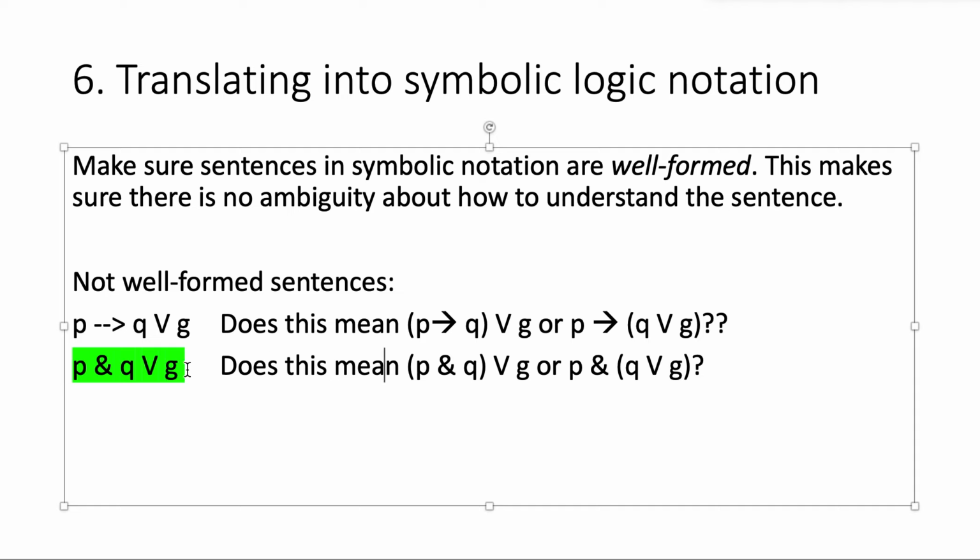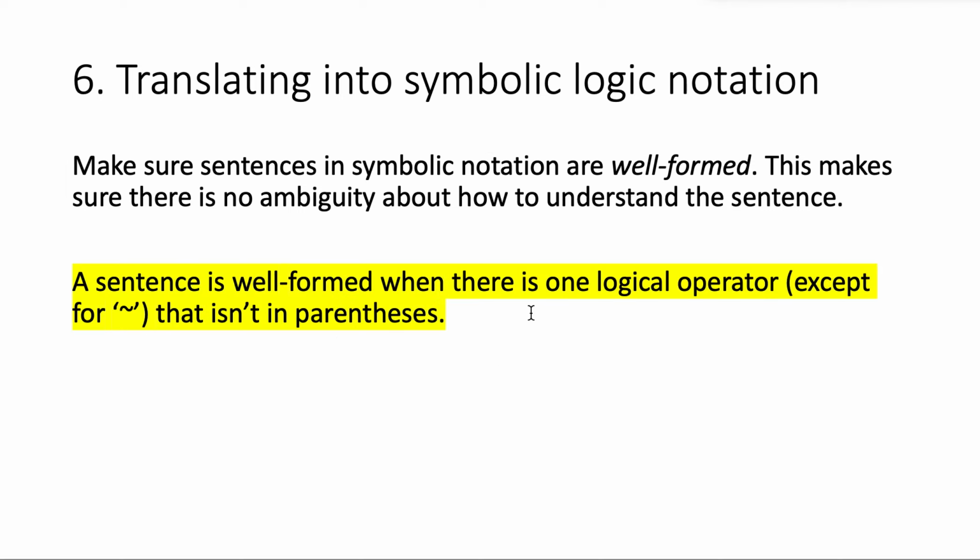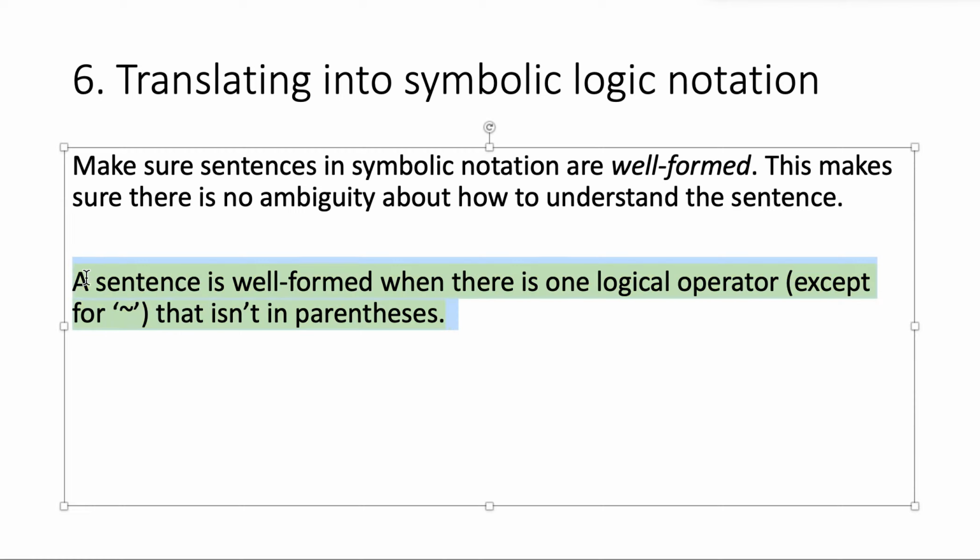Okay, here, this sentence that's highlighted in green is missing a pair of brackets. And the same is true of the one on the top. How do we know how many pairs of brackets? Well, here's a nice sort of pithy way of just remembering it. A sentence is going to be well formed when there's one logical operator, except for negations, that isn't in parentheses.